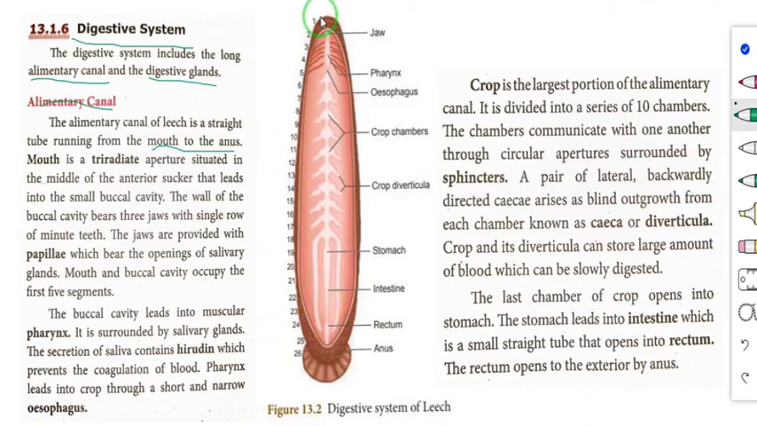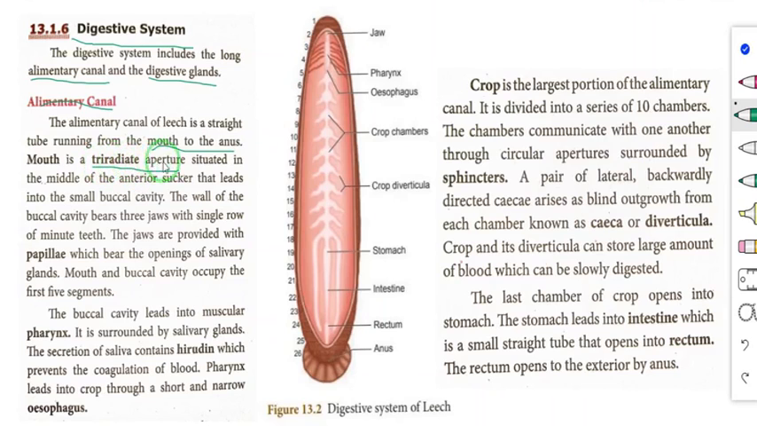This is the mouth region, the anterior region. This is the posterior region, where the anus is located. So it is a straight tube running from the mouth to the anus. The mouth is a triradiate aperture. Aperture means the opening, the hole. So triradiate aperture means three holes are present.